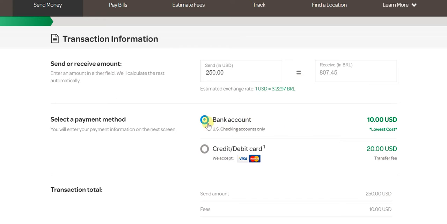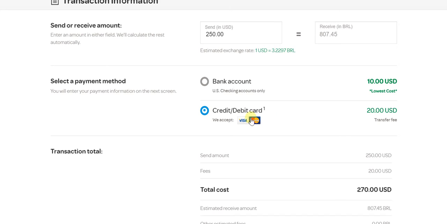There are two of these which are available to you. Bank account, which would be a US checking account only, with the lowest cost fees of 10 US dollars only. If you were to opt for the other option, which is a credit or a debit card, the transfer fee would be double that of the bank account, which is 20 US dollars. Whereby in this particular instance, the total cost would be 270 US dollars, whereas in the bank account option, it would be 260 US dollars.